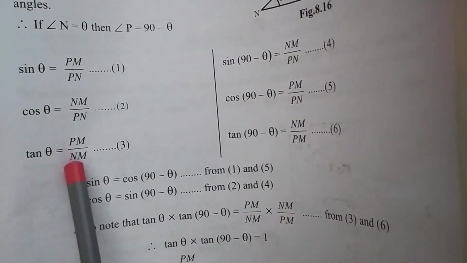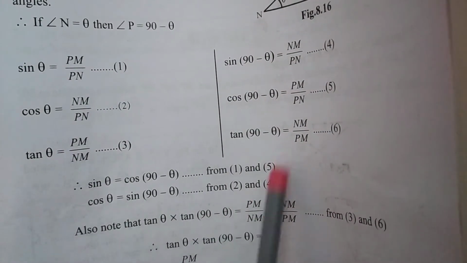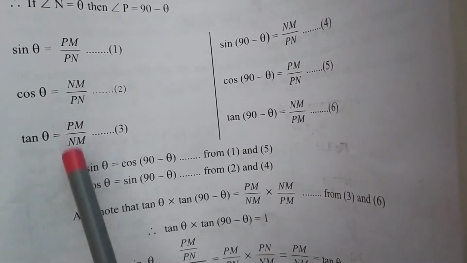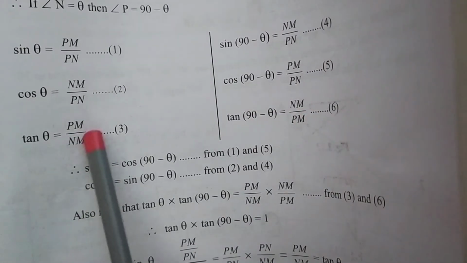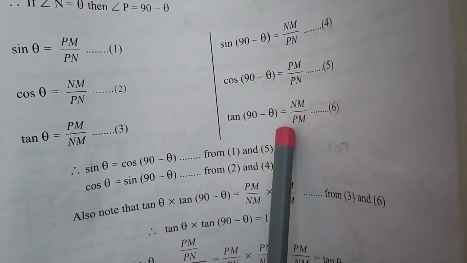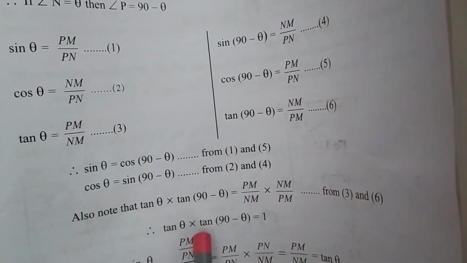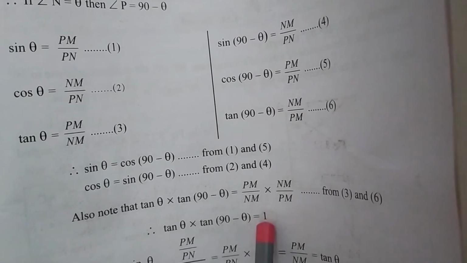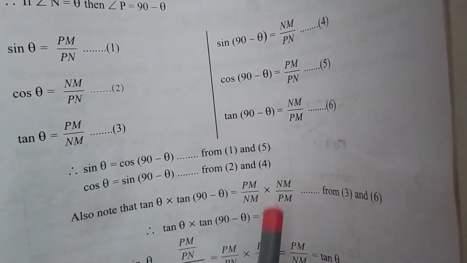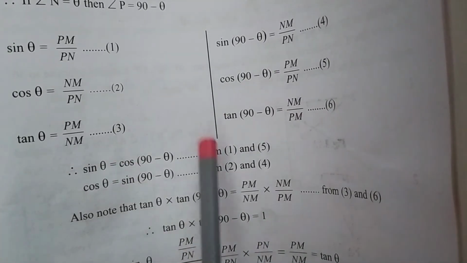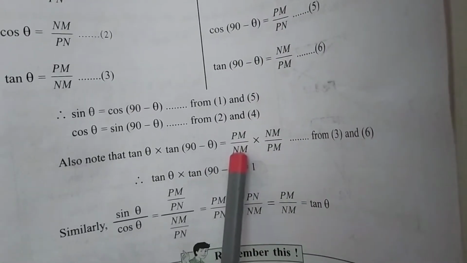Also, tan theta into tan 90 minus theta gives me the answer 1. See, if I were to multiply both these, NM and NM would get cancelled. PM and PM would get cancelled. My answer would be 1. So, tan theta into tan 90 minus theta is equal to 1. So, these are the three conclusions that I derive from this particular activity.